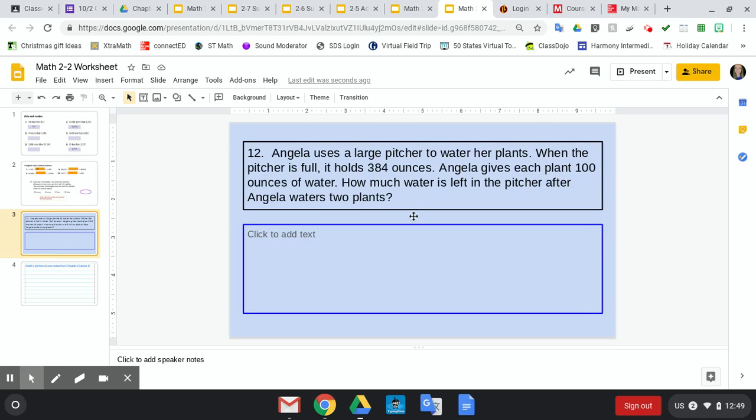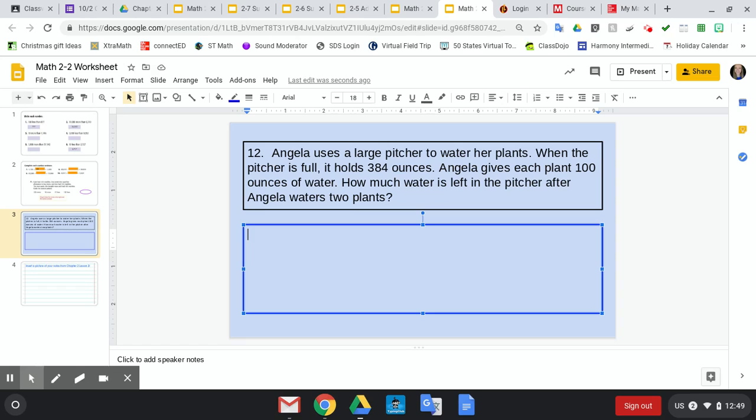This word problem tricked a few of you. So Angela has a pitcher of water. It can hold 384 ounces, and she gives each plant 100 ounces of water. So you would think 384 minus 100 equals 284, right? However, she waters 2 plants, so if she gives them each 100 ounces, then you have to subtract 100 twice. So this answer was actually 184 ounces. So you gotta be careful when you read those word problems.